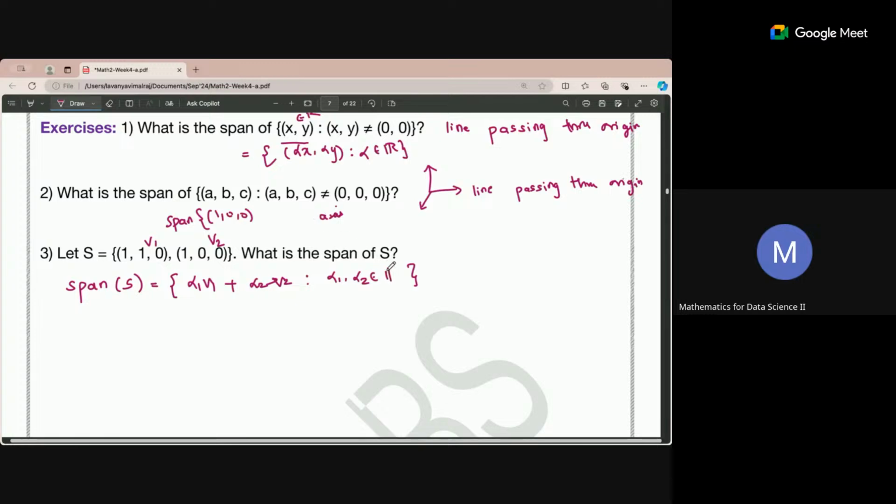Okay, so now let us write the set exactly. So alpha 1 (1, 1, 0) plus alpha 2 (1, 0, 0), where alpha 1 and alpha 2 are in R. Right? So now this set is nothing but (alpha 1 plus alpha 2, alpha 1, 0), where your alpha 1 and alpha 2 are in R.